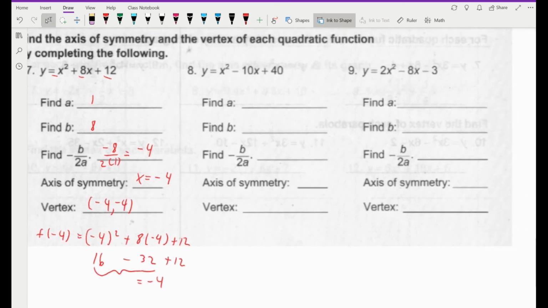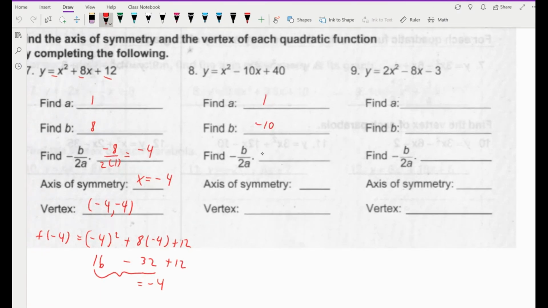Number 8. a is 1, b is -10. Negative b over 2 times a, and a is 1. So -(-10) is a positive 10 over 2, which is 5. So x equals 5. The vertex, we get 5 for x. We have to plug it back in for x to find the y. f of 5, and as you know already, f of 5 is the same thing as writing y. It's whatever the y equals here.